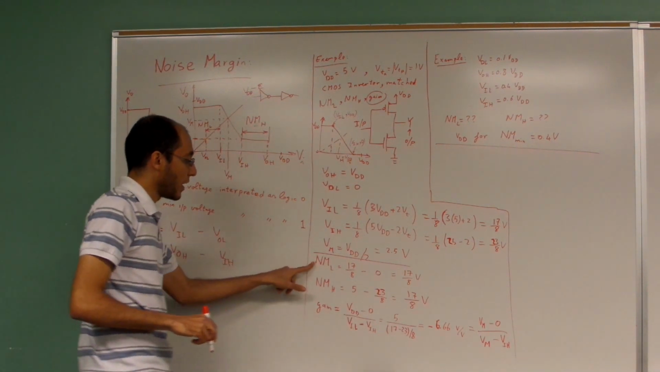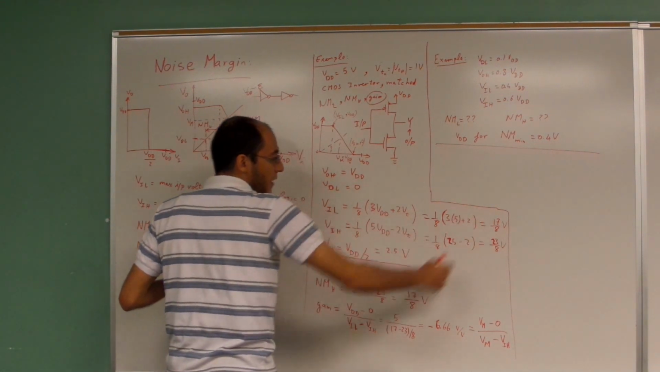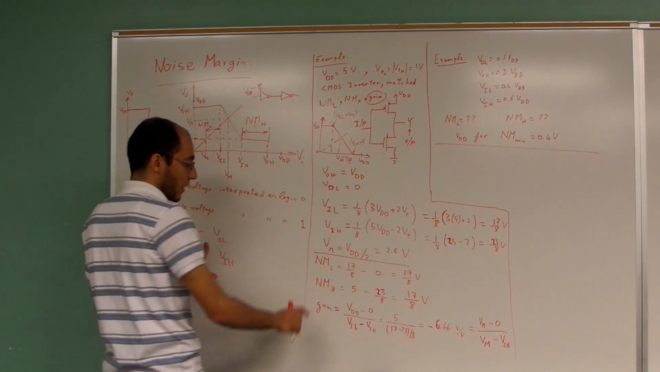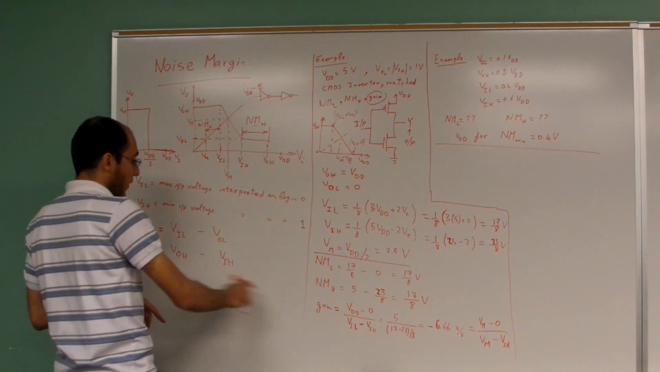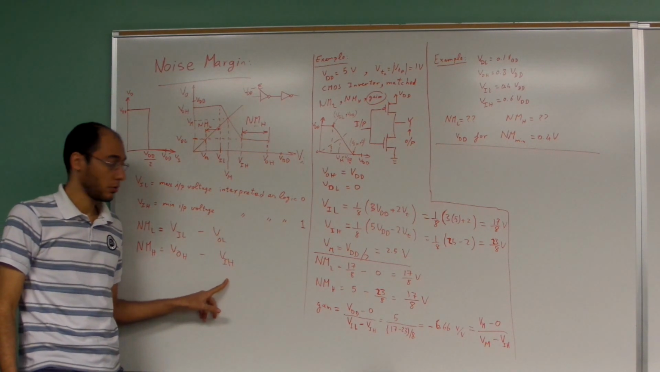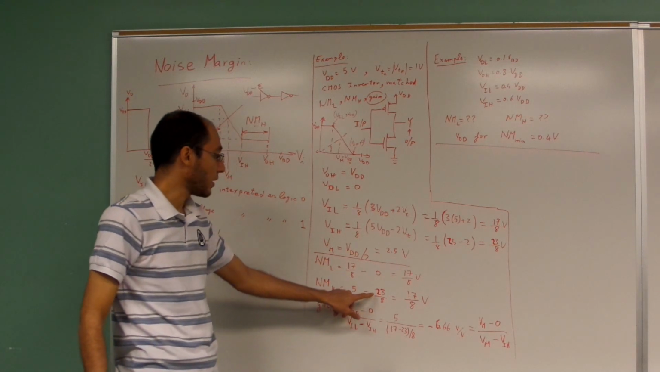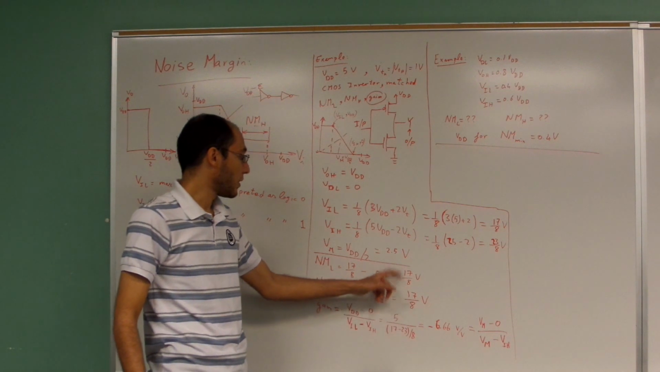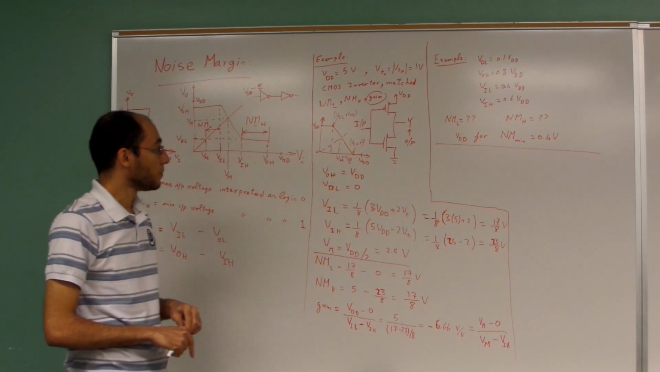The noise margin low is defined as V input low minus V output low. V input low, which is 17 over 8, minus V output low, which is 0. That's why it's 17 over 8. Noise margin high is 5 minus 23 over 8. Why 5? Because it's V output high minus V input high, right? Which is the 5, that's the V output high, and 23 over 8 is V input high. Of course they are equal in the matched case, all right?